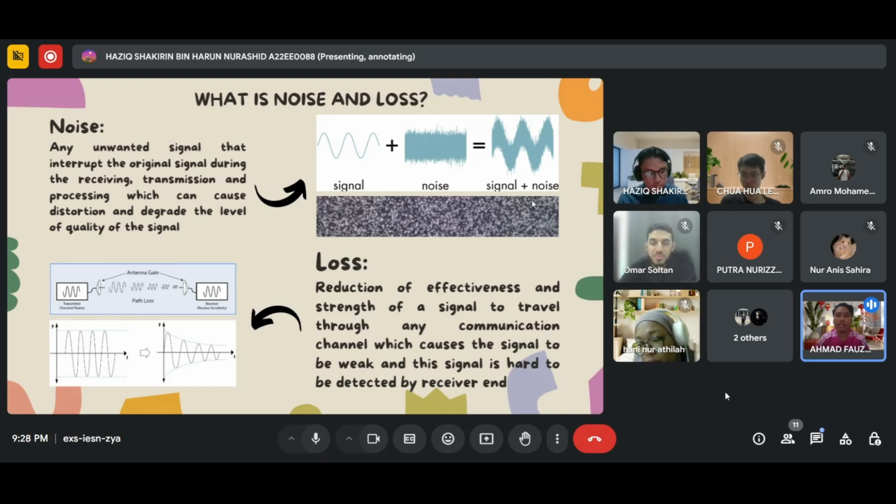So, in technical terms, noise is any unwanted signal that interrupts the original signal during the process of transmission, receiving, or processing, and this noise will cause distortion to the signal and will degrade the quality of the signal. And then loss, however, is about reduction of effectiveness, basically the strength of the signal will reduce because of loss.